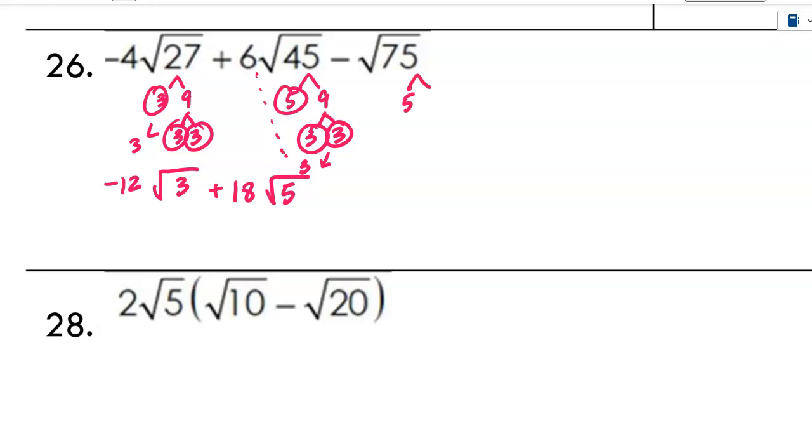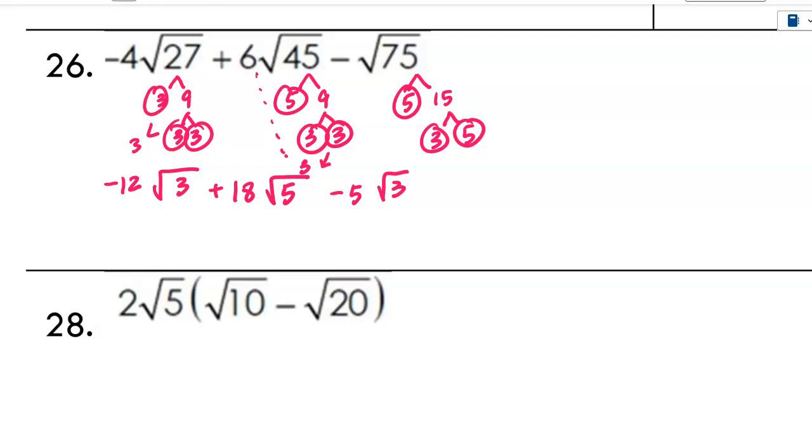75, 5. 1, 25, 5. 3, 5, 5. So 5 can come out, multiplies with a -1 outside. We have a 3. Okay.